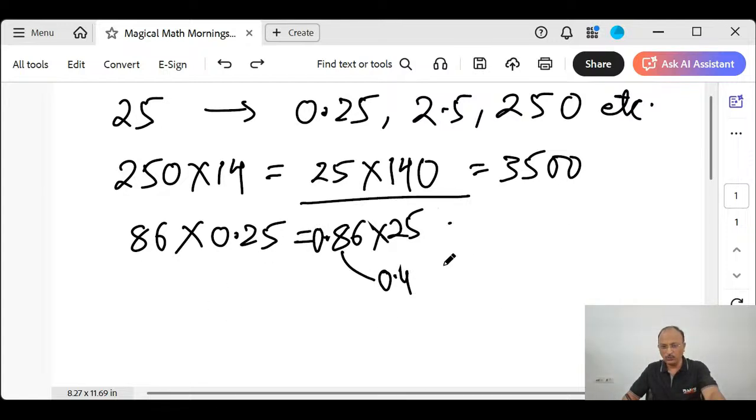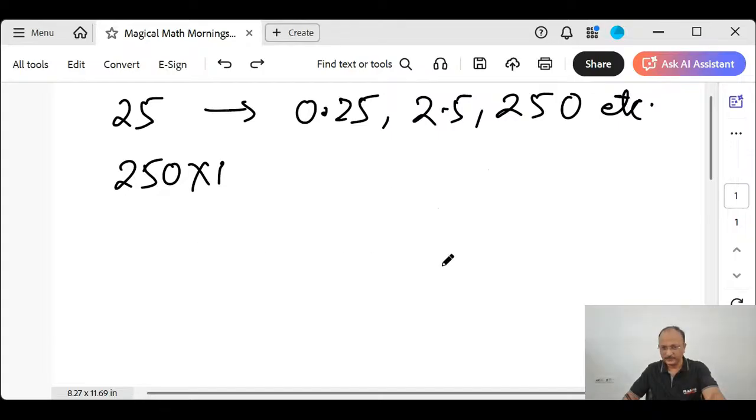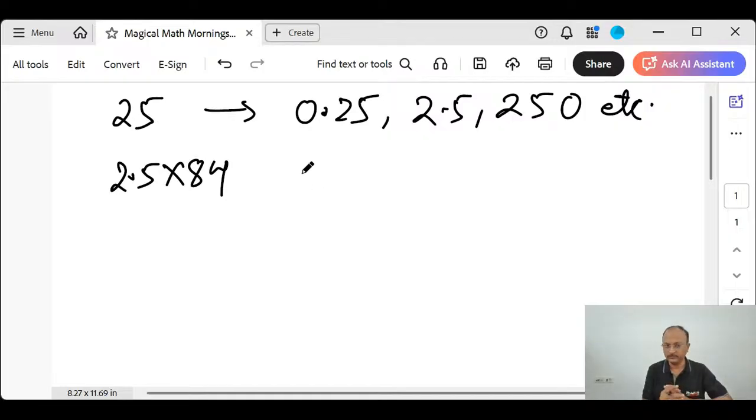Let's take one or two more with the decimal numbers, because it's not just knowing one thing. How we apply that to different conditions is important, correct? Suppose if we take 2.5 into 84. Try to think it in the form of 25 into 8.4.